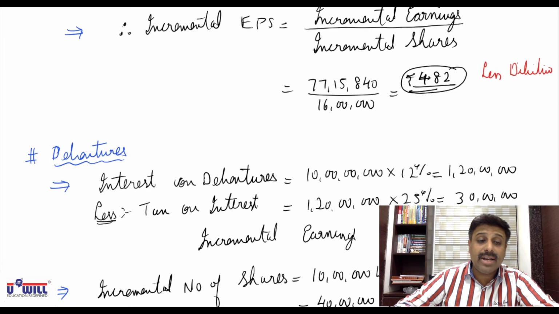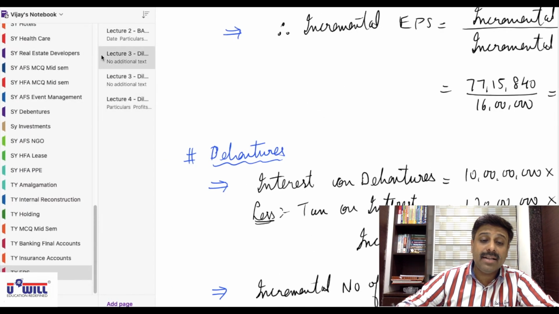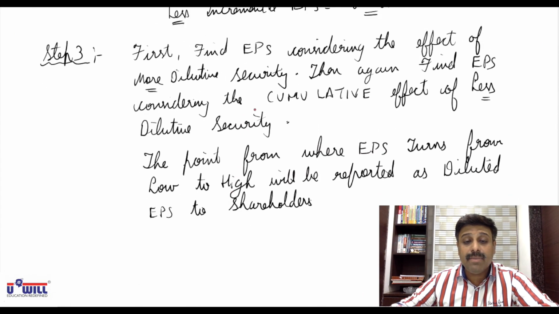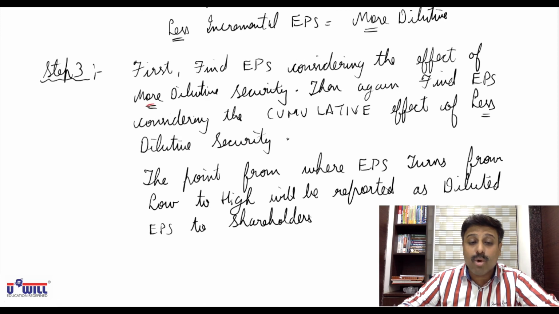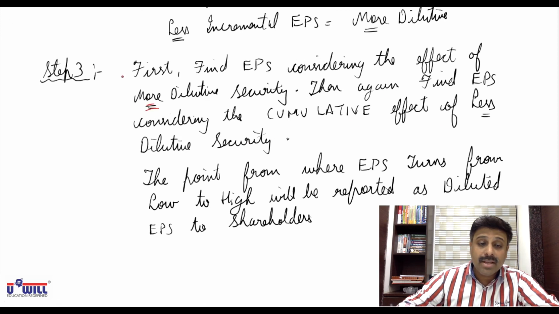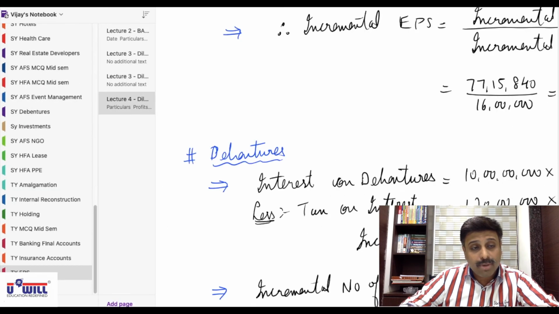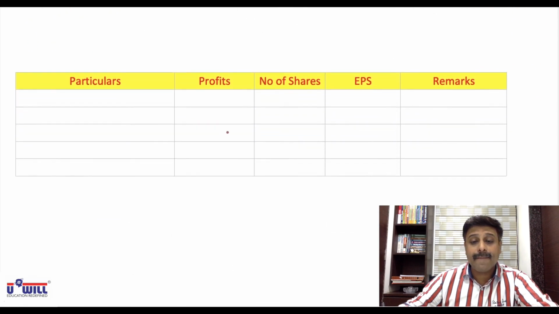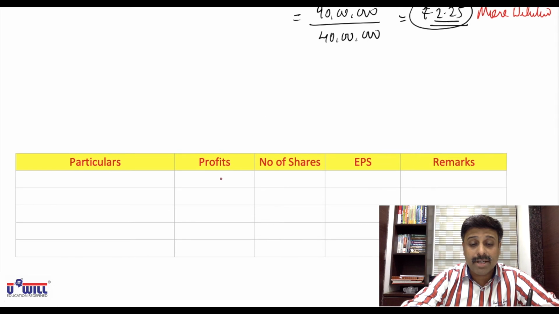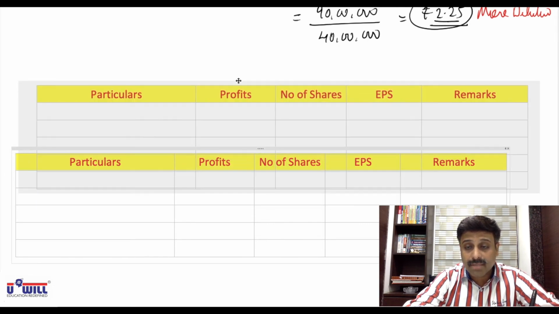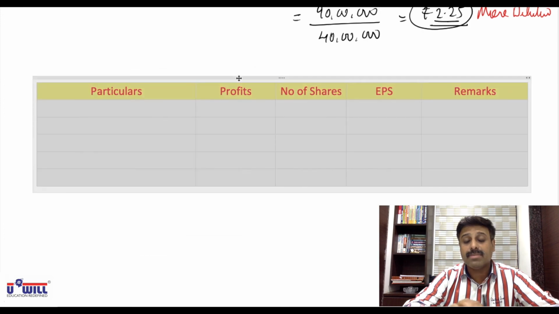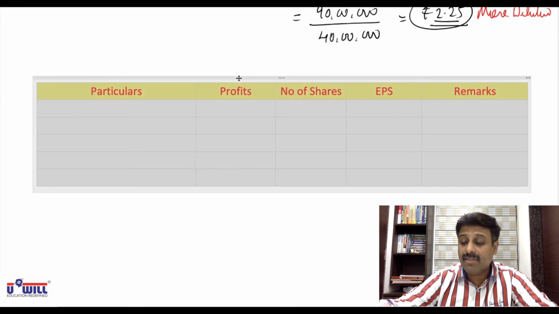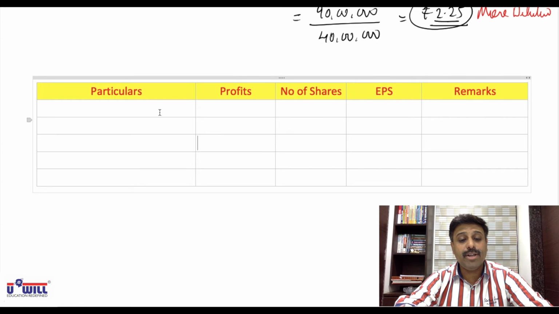So what did I make you write then? After that I made you write that you find EPS considering the effect of more dilutive security first, then take the effect of less dilutive security. So that we will do in this form of table. All of you make this table. Particulars, profits, number of shares, EPS, and then remarks. Make this table. In this table we will work it out. Pause the video and make this table.